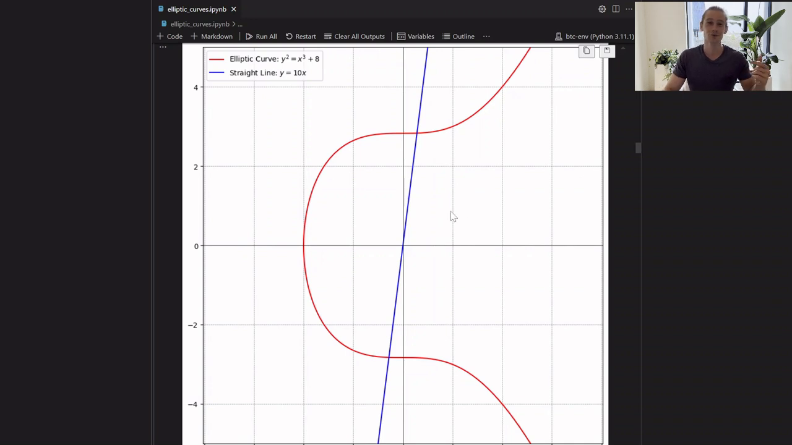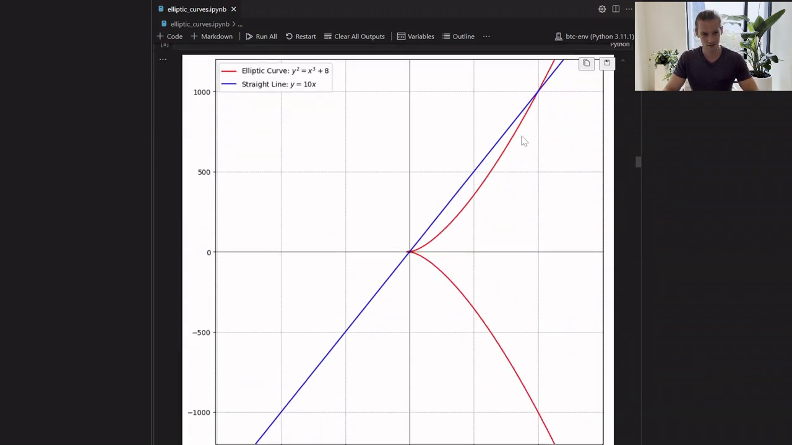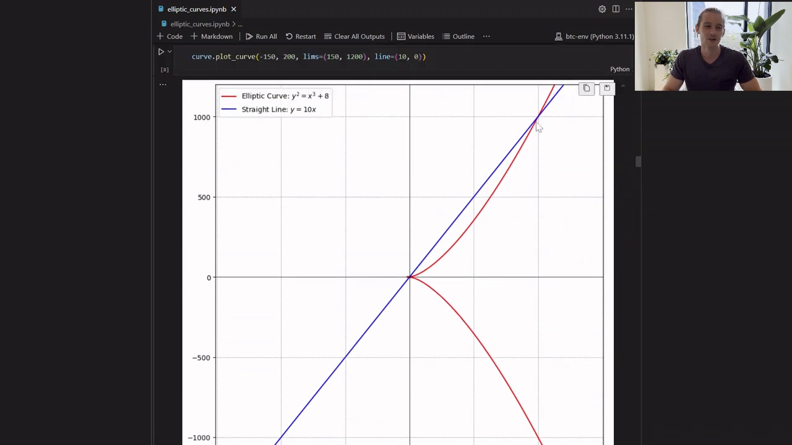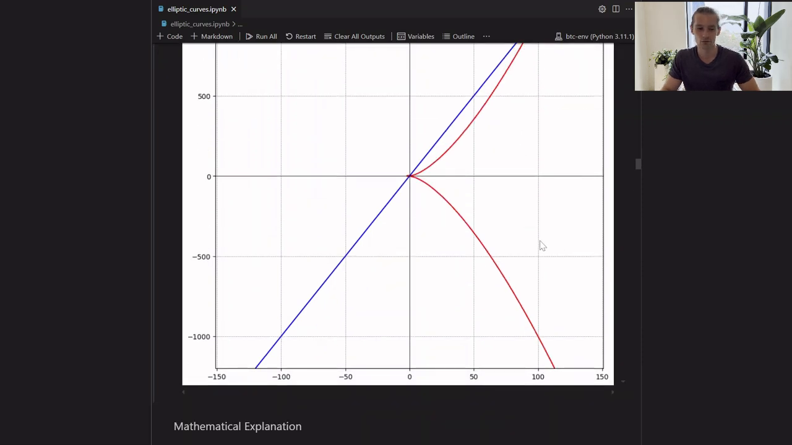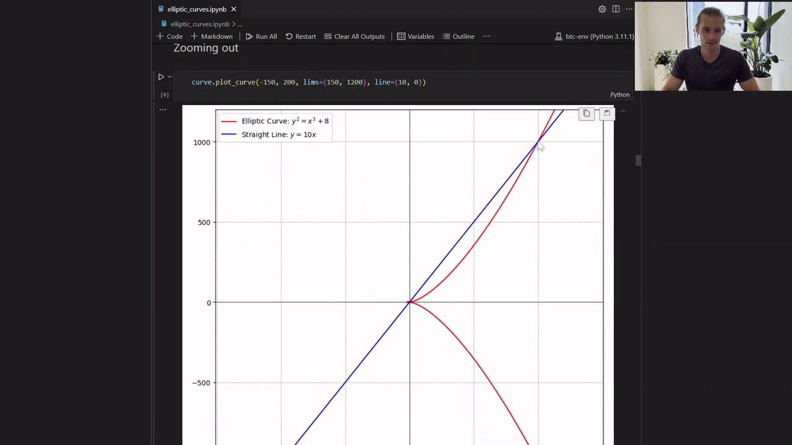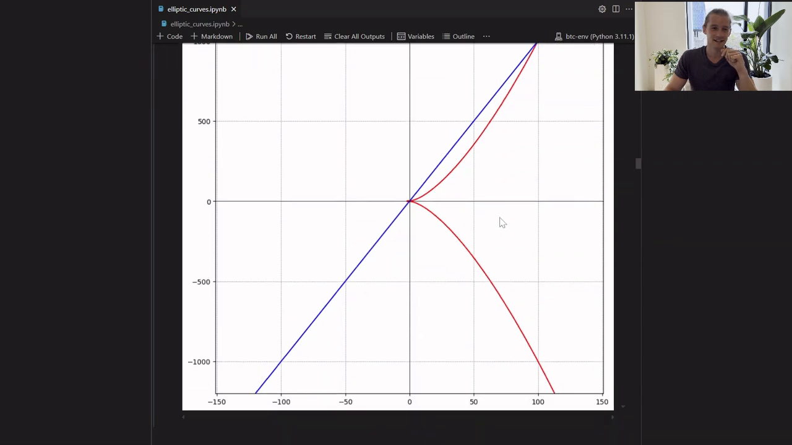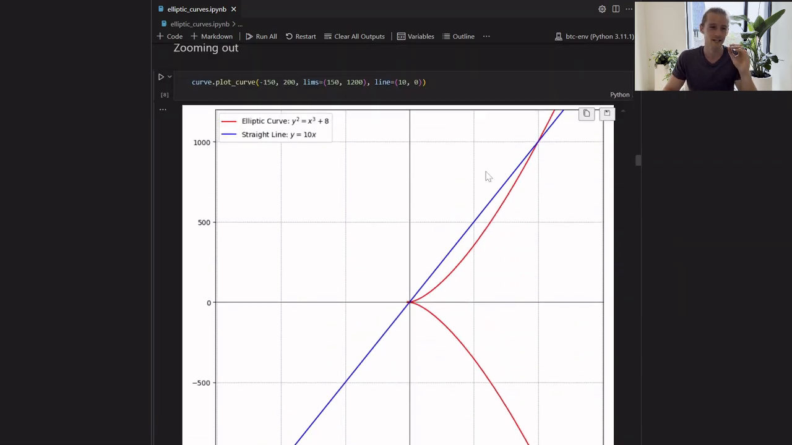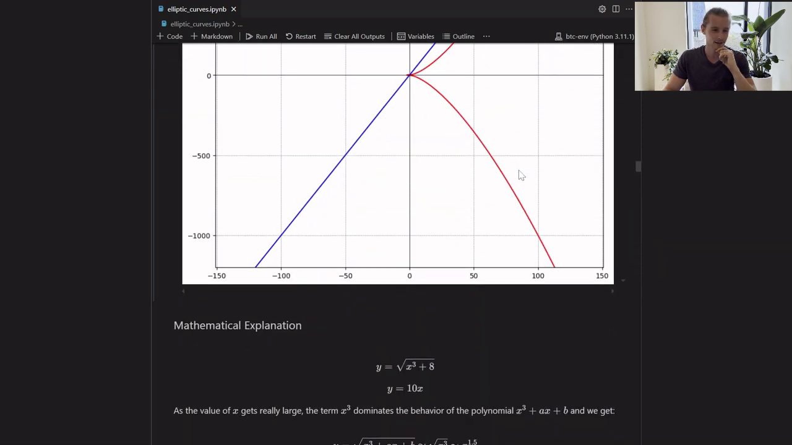But if you zoom out far enough, which I do down here, you see that the blue line at some point actually does intersect with the red elliptic curve again. This roughly happens at the coordinates 100 and 1000, as you can see up here. Now, what's really interesting is that this will always happen, no matter how steep this straight line is, as long as it's not perfectly vertical, at some point it will intersect the elliptic curve again.